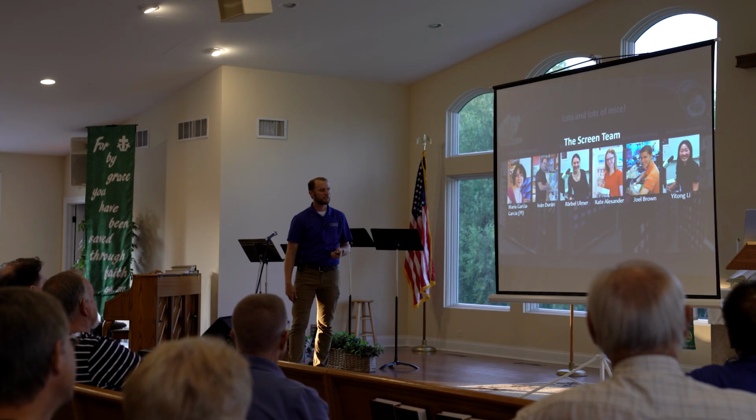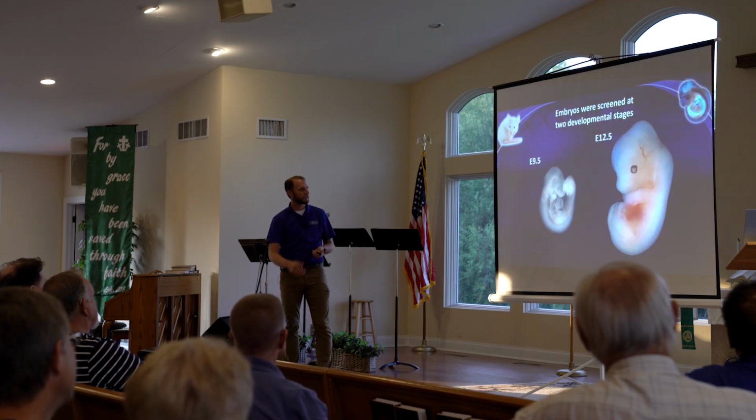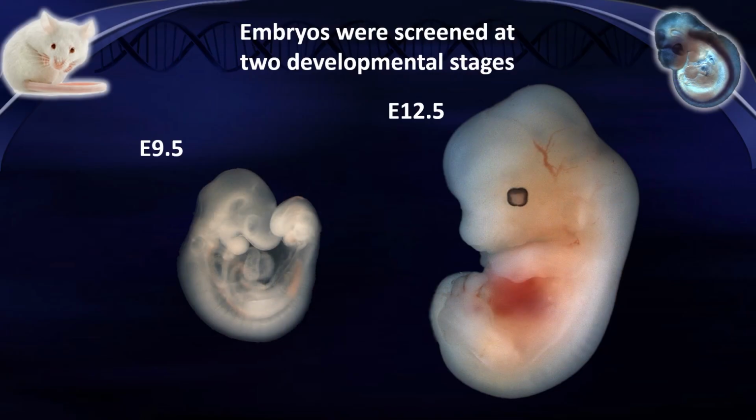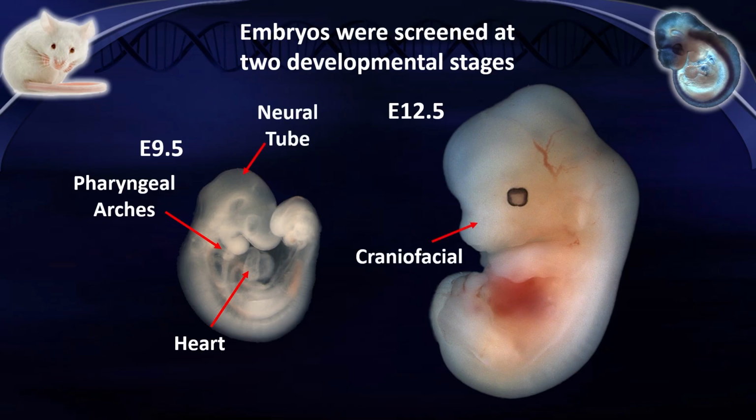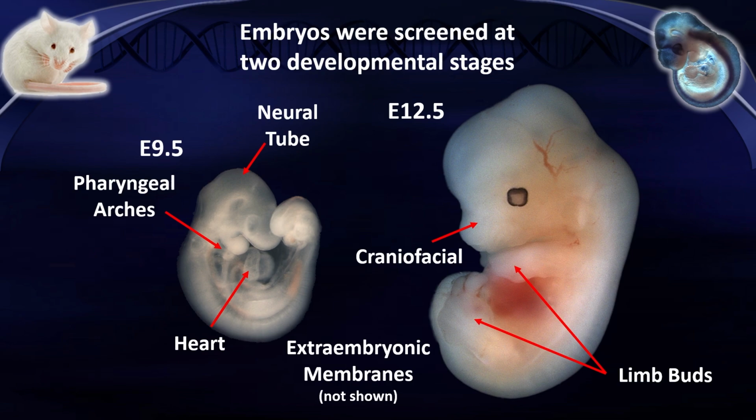Our team here was studying how this worked, and here were some of the things we were looking for in the embryos. We were looking at these pharyngeal arches. They form the throat structures. We were looking at the heart, looking for heart defects, the brain, the neural tube, craniofacial things like cleft palate in the embryos. We were looking at the limb buds, counting the digits, making sure they had all 5 digits. We are also looking at the extra embryonic membranes like the placenta, which is not shown here.